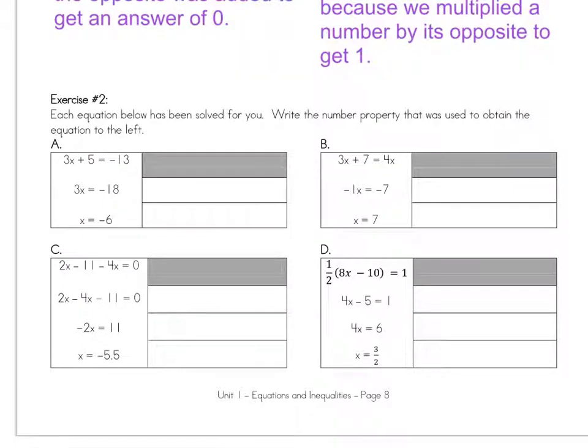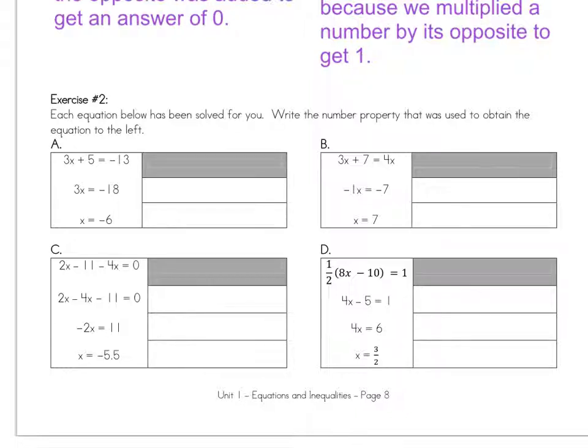Moving on to exercise number 2, the directions say that each equation below has been solved for you. We need to write the number property that was used to obtain the equation to the left. So let's start with part A. We start with the equation 3x plus 5 is equal to negative 13, and somehow we ended up with 3x is equal to negative 18.